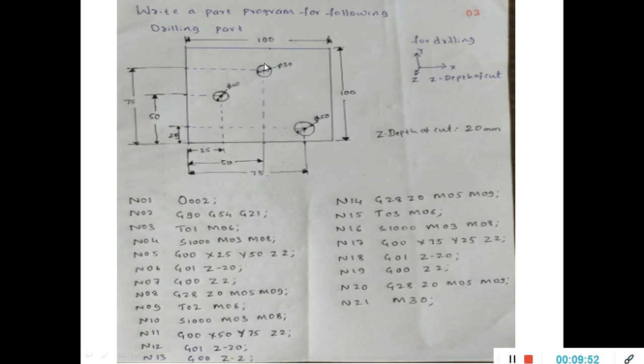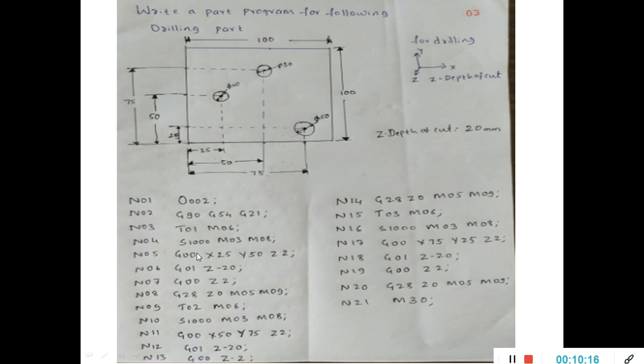Diameter of drilling, again you have to choose the next tool. See here, T02, M06. Here it is a T01, M06. Here it is a T02, M06. Next drill bit whose diameter is 30 mm. We already set in the automatic tool changer T01 means diameter 20, T02 means diameter 30, and T03 means drill bit diameter is 50 mm.